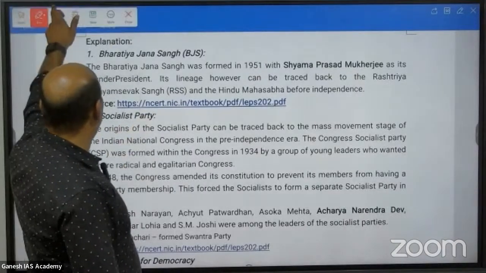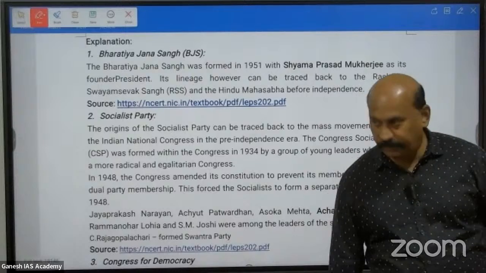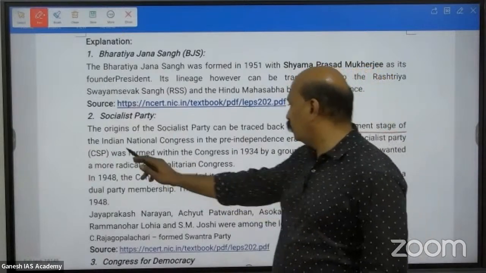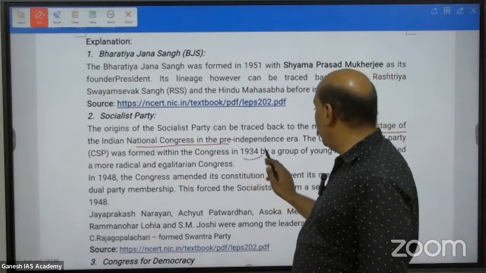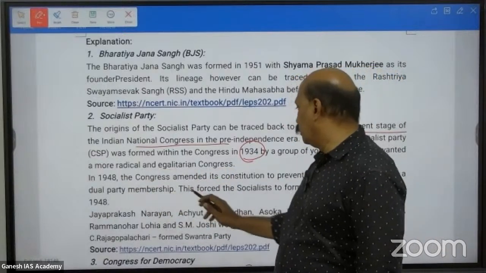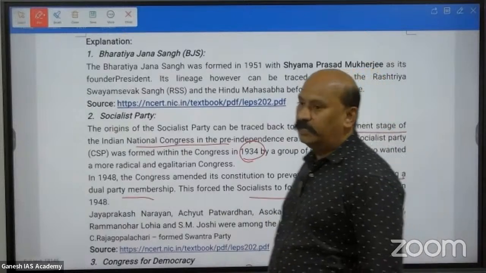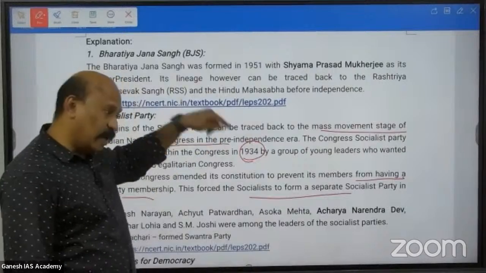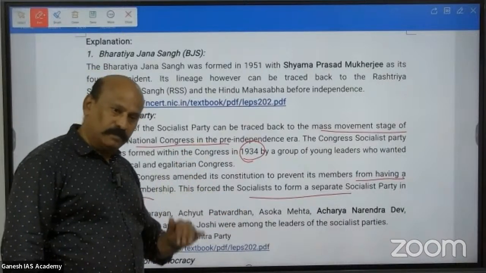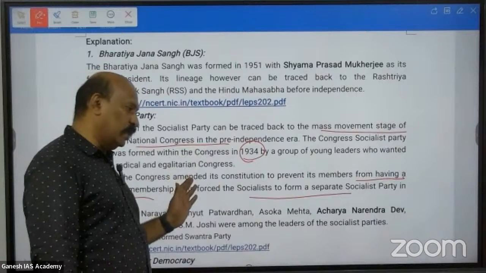Now, secondly, the Socialist Party. The Socialist Party is a split from the Congress Socialist Party. The origin of the Congress Socialist Party can be traced back to the mass movement stage of the Indian National Congress in the pre-independence era. The Congress Socialist Party was formed in 1934 by those who wanted a more radical and egalitarian Congress. In 1948, the Congress amended its constitution to prevent its members from having dual party membership. Hence, they were forced to form a separate socialist party. You cannot be both in the Indian National Congress and the CSP.